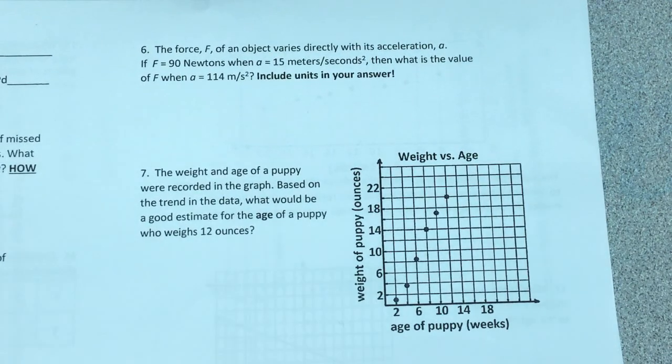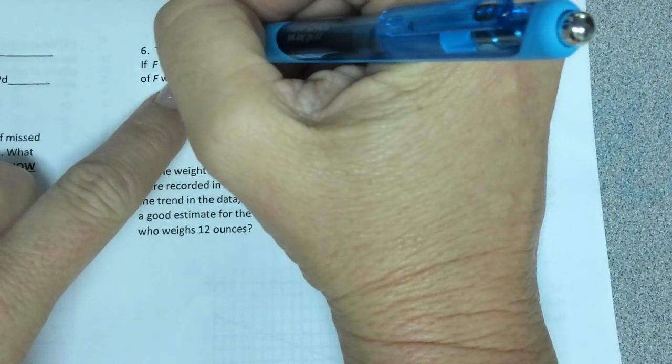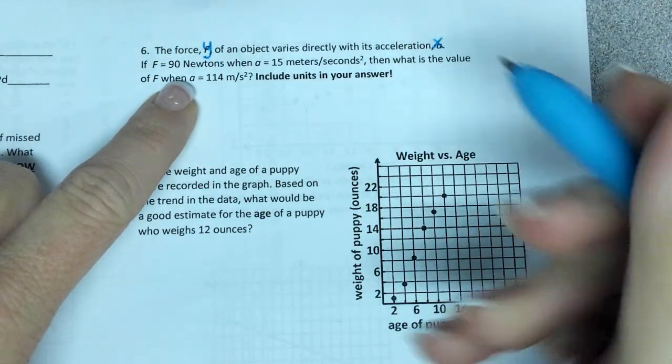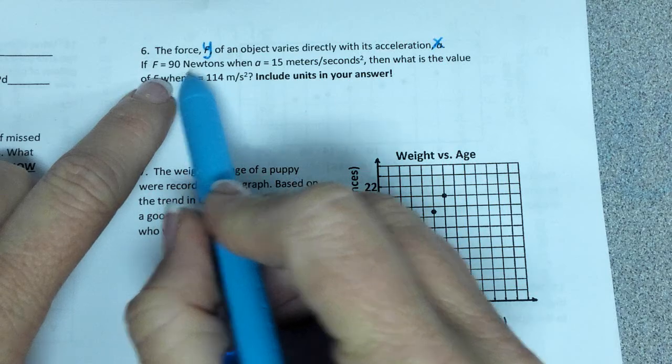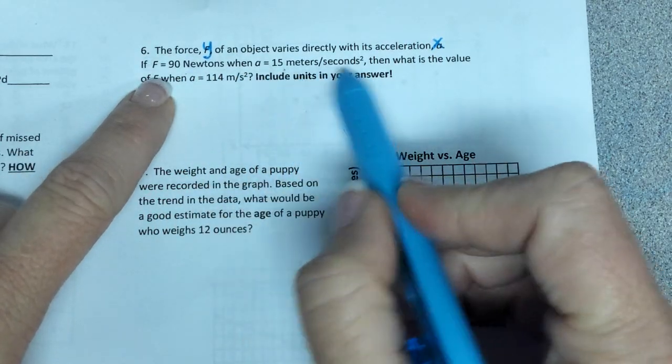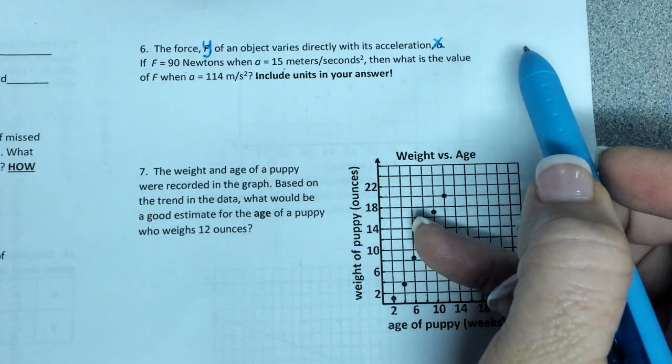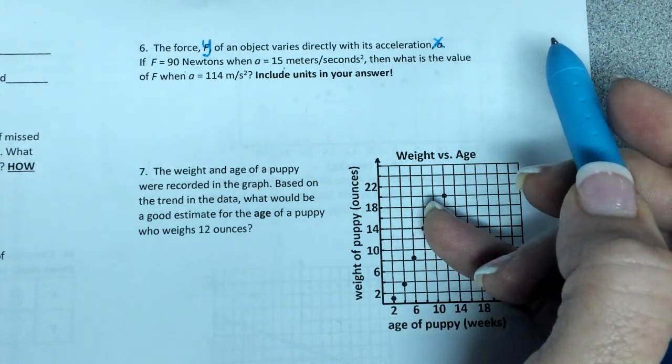All right, so number 6 says the force F of an object varies directly with its acceleration A. So there's our keyword, varies directly. And what varies directly with what? Y varies directly with X. So that means this F is my Y, and the A is my X. So it's saying if F equals 90 newtons when A equals 15 meters per second squared, then what is the value of F when A equals 114 meters per second squared?